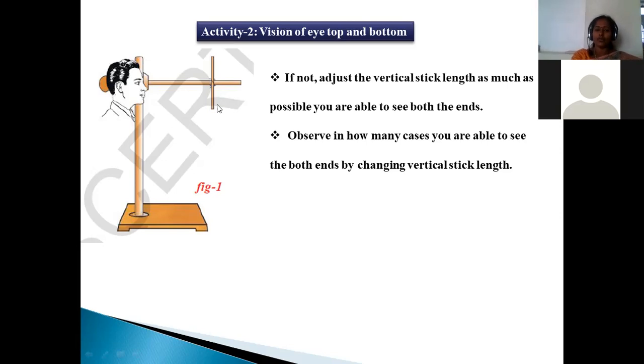You may take 20 centimeters, 25 centimeters, 30 centimeters, 40 centimeters, and even 50 centimeters. Up to which angle you are able to observe the top and bottom of the vertical pipe in a single vision? That you have to take as the angle of vision. The same will be repeated with various persons in order to measure their individual angle of vision, right?